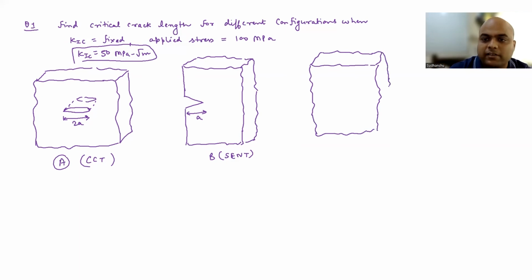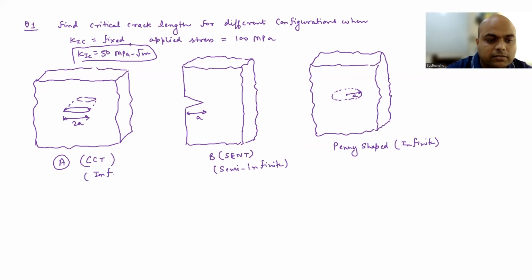So if you remember, I am drawing a zigzag line, and I have already told that in this course, this belongs to the infinite plate. Okay? So this is a 2D crack like this, and the crack length is denoted like A here. So this is penny shaped. Again infinite. This is semi-infinite. And this is also infinite. Okay, so we have these three conditions, these three configurations.